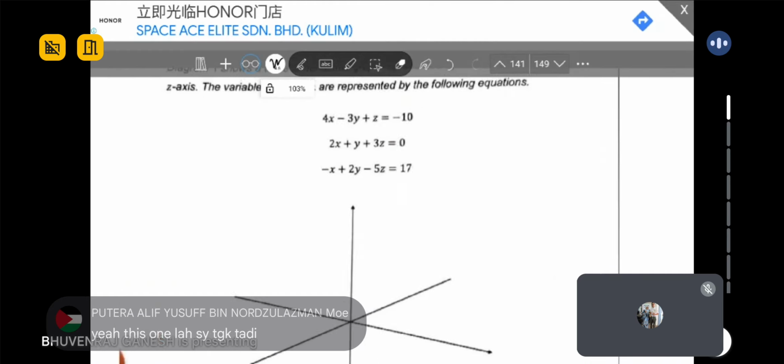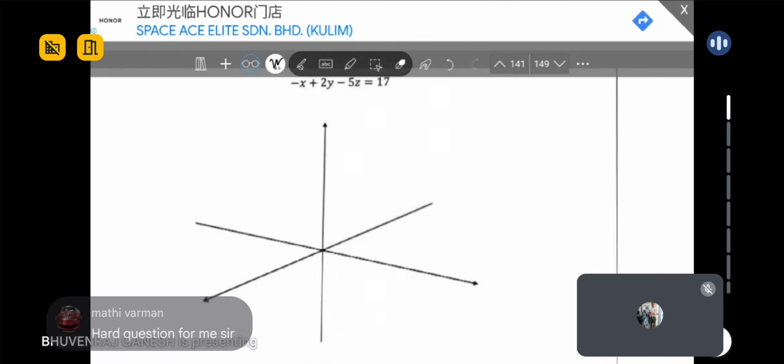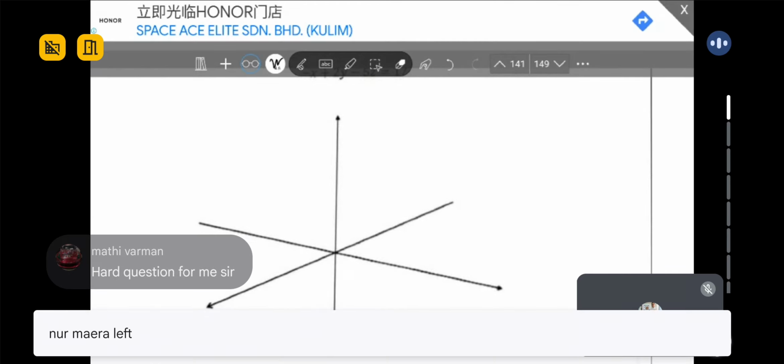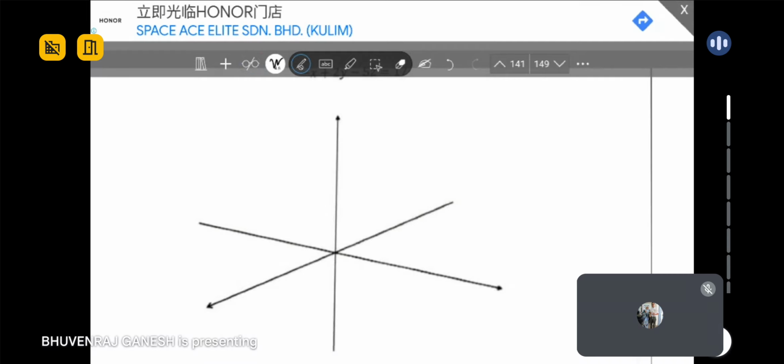Okay, so how to draw, guys? Okay, so guys, first step you must understand something. First step. Okay, over here they label like this. Dalam skema mereka label macam ni. Okay?